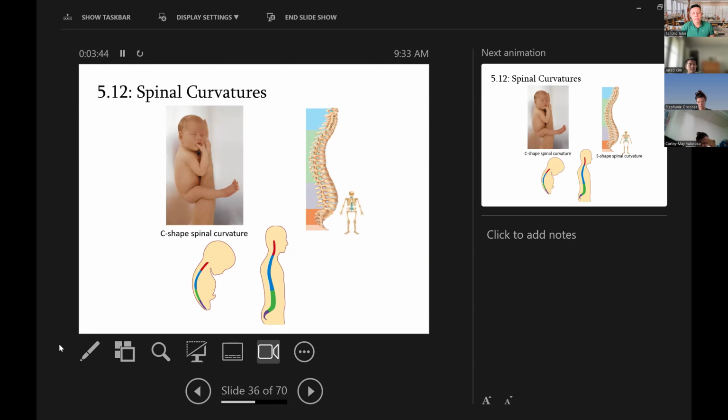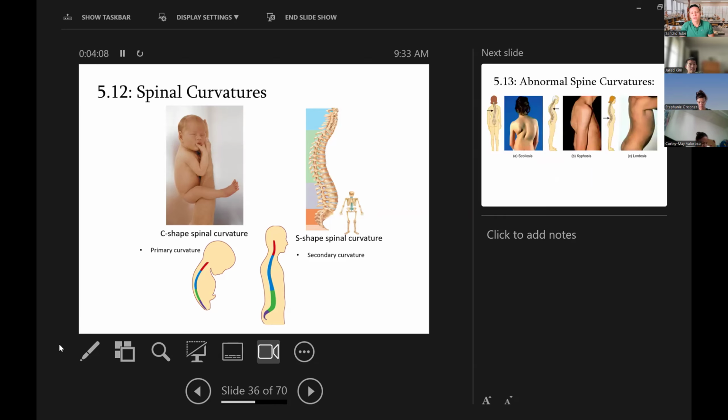So what's going to happen then is slowly the baby is going to start moving around on the floor, and then slowly is going to start crawling, and then slowly is going to start standing up, and eventually this baby is going to start walking, because now it is enough time for the spinal curvature to change from the C shape into the S-shaped spinal curvature, okay? Which is what we call the secondary curvature of the vertebral column.